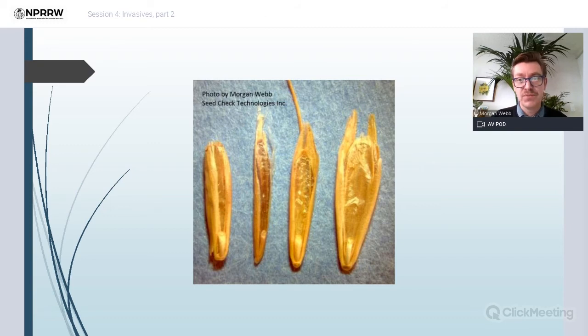Sometimes we create our own resources, and I saw some questions for the previous speaker about cheat. Here's some of the bromes that have been added to the secondary noxious list for Canada. So we've got the cheat, downy brome, Japanese brome, and field brome. It's important that we have the skills to tell these species apart so that we're identifying them properly for you.